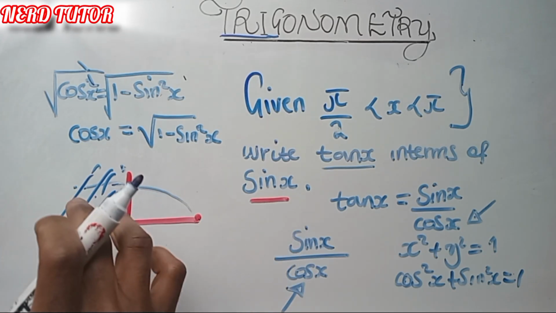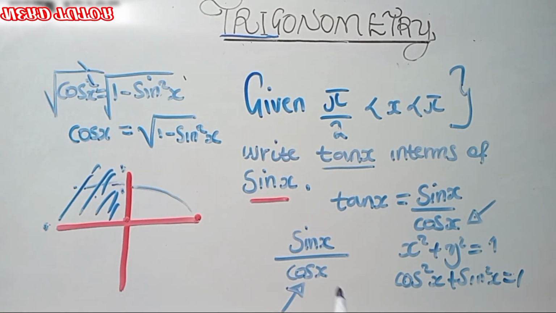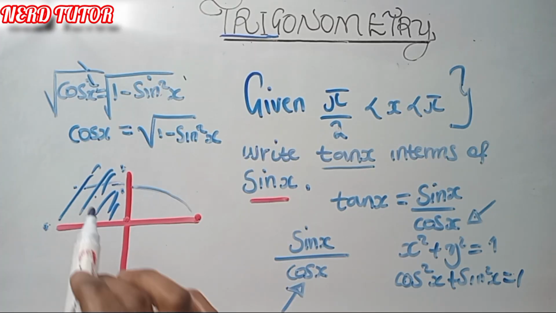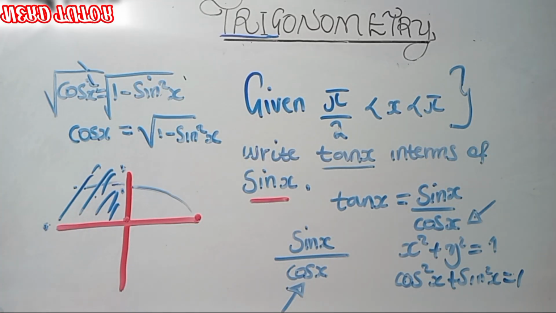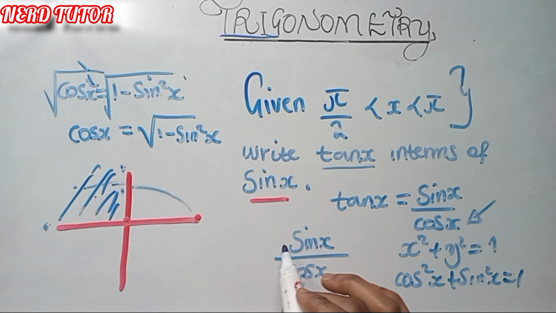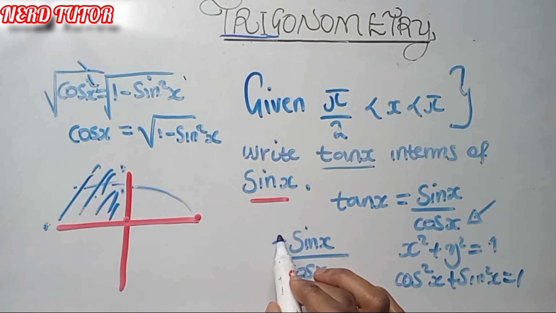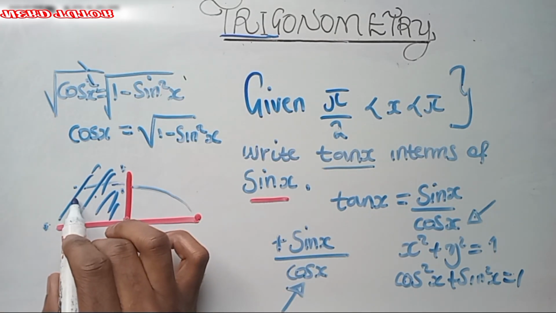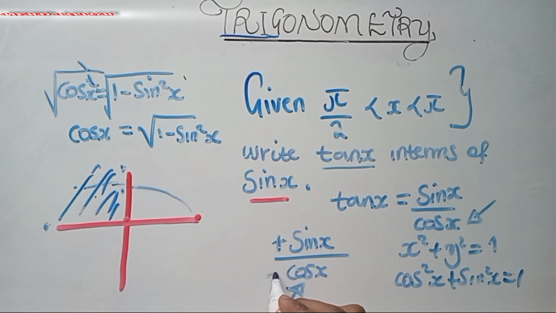So here, all students, the sine is positive, but the cos here is negative, and we want to replace with cos. The cos here is negative. Yeah, the one which is positive in the second quadrant is sine. So meaning sine here will be positive. What of cos? Because cos is negative, the value of cos that we're going to put here should be negative.